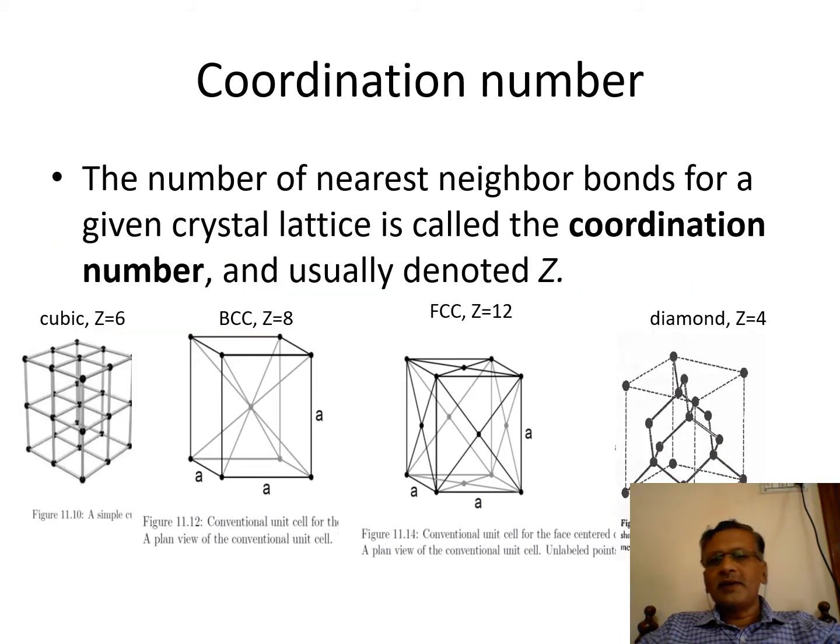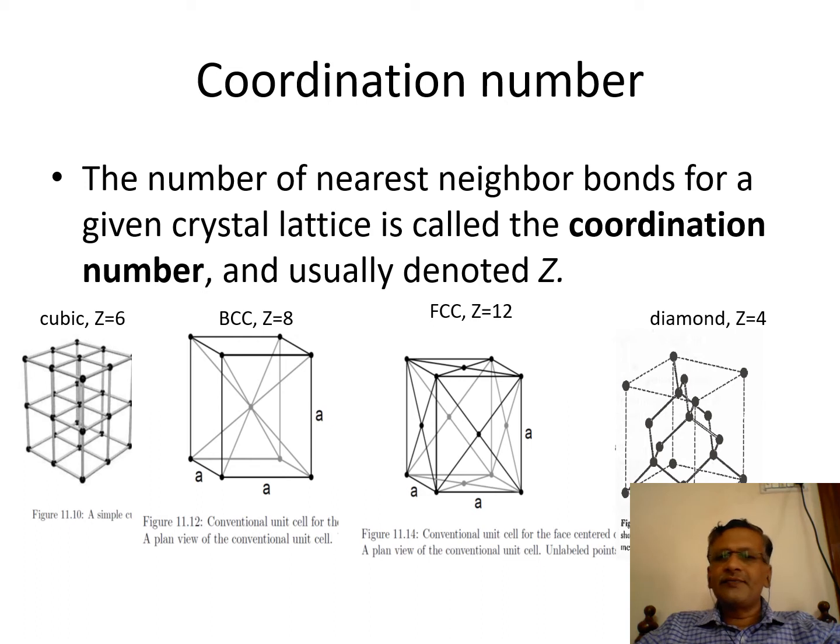Now, what do you mean by the coordination number? Simply, coordination number is very simple. It is the number of nearest neighbors. If there is an atom, the number of nearest neighbors surrounding this atom is called the coordination number. In case of simple cubic, coordination number is 6. In case of body centered cubic, coordination number is 8. In case of FCC structure, coordination number is 12.